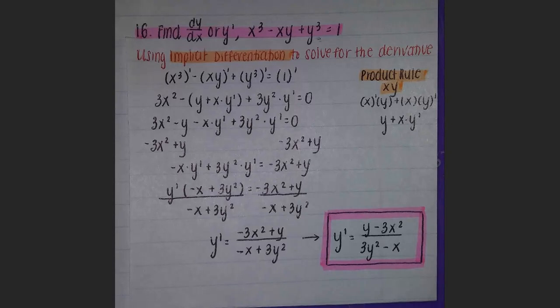From there, I factored out y prime and divided both sides by negative x plus 3y squared to have y prime on its own to be able to solve for the derivative. And from there, I wanted to switch the terms so that the leading coefficient was a negative. So y prime equals y minus 3x squared over 3y squared minus x.